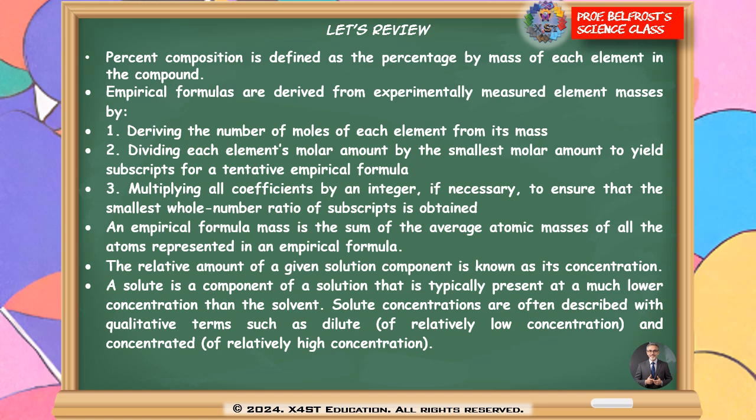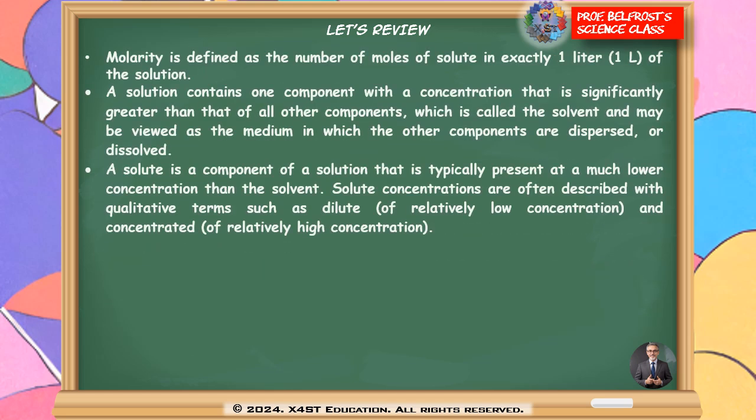The next point: an empirical formula mass is the sum of the average atomic masses of all the atoms represented in the empirical formula. The relative amount of a given solution component is known as its concentration. A solute is a component of a solution that is typically present at a much lower concentration than a solvent. Solute concentrations are often described with qualitative terms such as dilute or concentrated. Molarity is defined as the number of moles of solute in exactly one liter of solution.